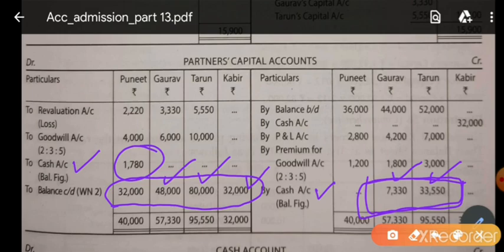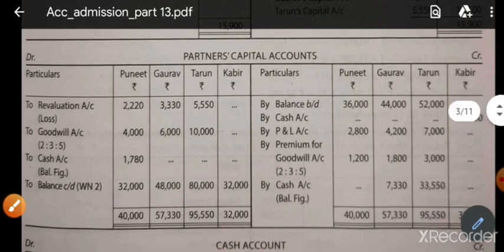Kabir's capital will be the same because on the credit side also there is only 32 and on the debit side also there is only 32. So this way we will do the adjustment of capitals of old partners on the basis of new partner. And at last we will prepare the balance sheet and cash account.